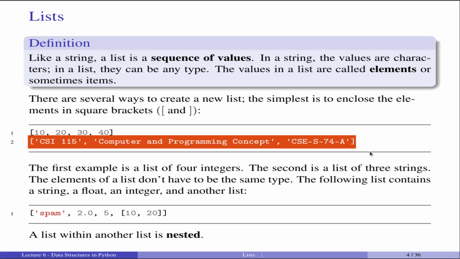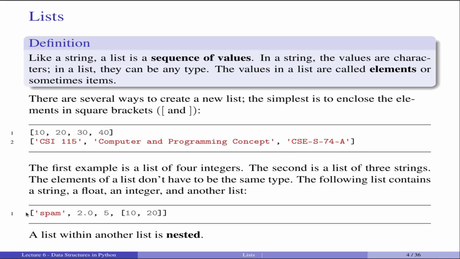We can have a combination of data types, like this one. This list combines 4 types of elements. The first one is a string, the second one is a float, the third one is an integer number, and the fourth one is interestingly another list. Okay, so when a list is inside another list, we call it a nested list. Okay, alright.